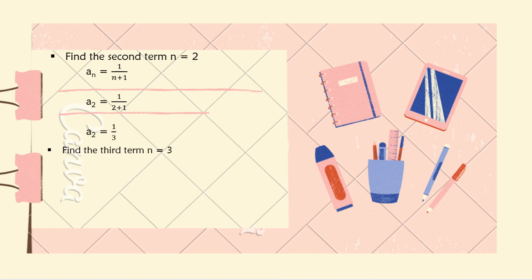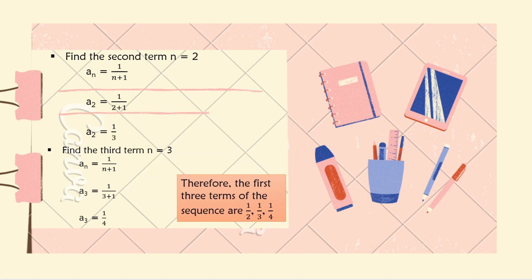Okay, next. So let us find the third term. So n is equal to 3. So we have, again, the general term a sub n is equal to 1 over n plus 1. So substitute. So we have a sub 3 is equal to 1 over 3 plus 1. So we have a sub 3 is equal to 1/4. Okay, so therefore the third term is 1/4. So find the first three terms of the sequence using the general term. So therefore, the first three terms of the sequence are 1 half, 1/3, and 1/4.